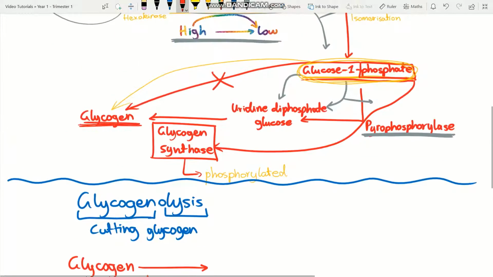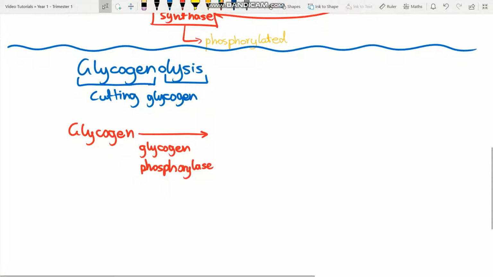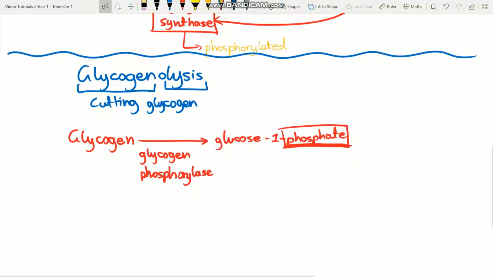So I mentioned earlier that glycogen synthase has to be phosphorylated in order to be activated. However, this time the result of glycogen being broken down is actually glucose 1-phosphate. So, essentially, because the product of the reaction of glycogenolysis is glucose 1-phosphate, and we have a phosphate group being added instead of removed in glycogenesis, this enzyme actually has to be dephosphorylated in order to be activated.